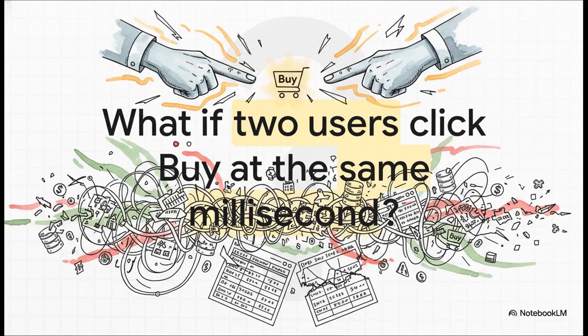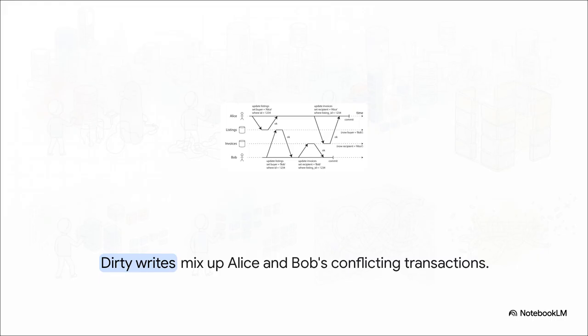Seriously, what happens when two users click buy on the exact same item at the exact same millisecond? Well, without proper database transactions protecting you, you're looking at a complete nightmare. It's basically a race condition where the database has no idea who is first, and your data can get tangled up really quickly. Let's actually look at how that fails.